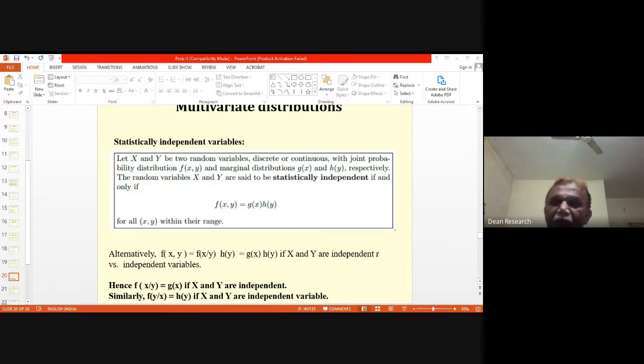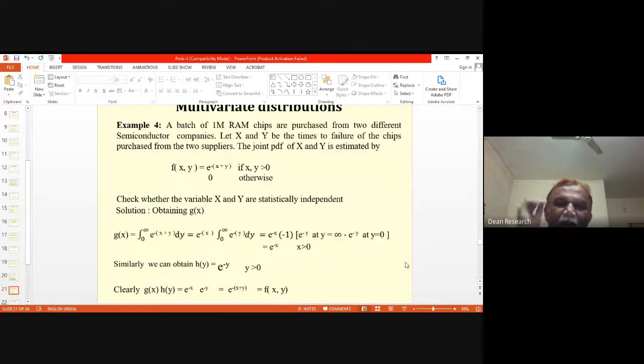Okay? Is it becoming tough to understand, or can you follow this? What I have done now, to illustrate this, is taken one simple example in the case of continuous random variables. All right? Very simple it is.